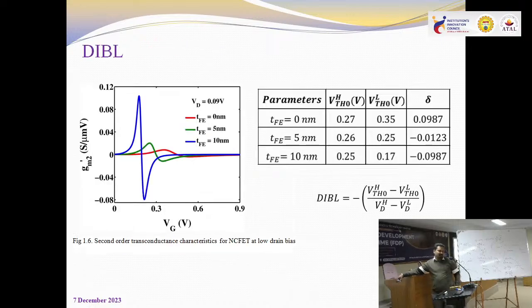Now we'll go for DIBL, drain induced barrier lowering. So 37 slides are there. Yesterday's lecture was a bit crisp and today's lecture is a bit lengthy. So I'll go through it quickly. Now DIBL is what? DIBL formula is something like this: minus of threshold at high drain bias minus threshold at low drain bias, upon VD high minus VD low.